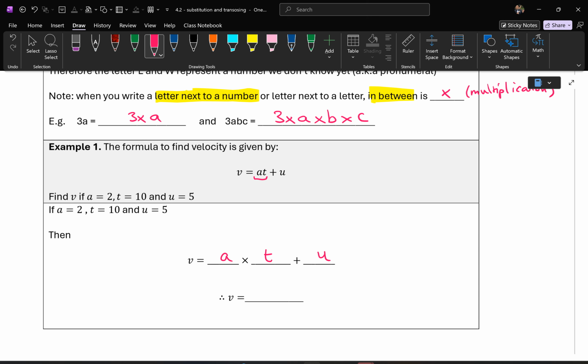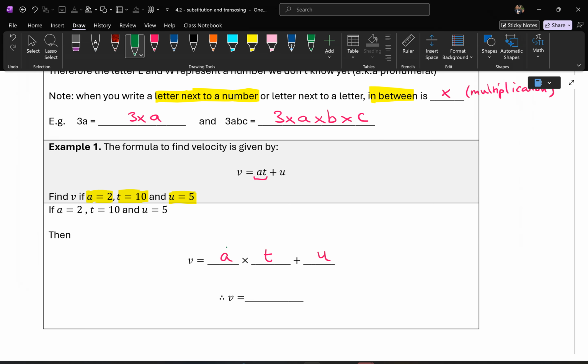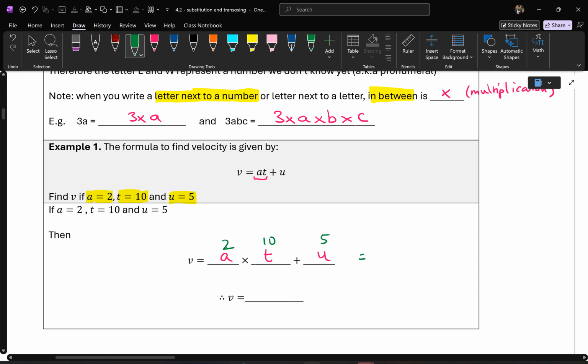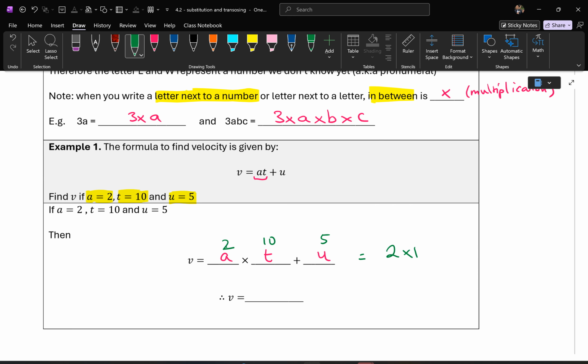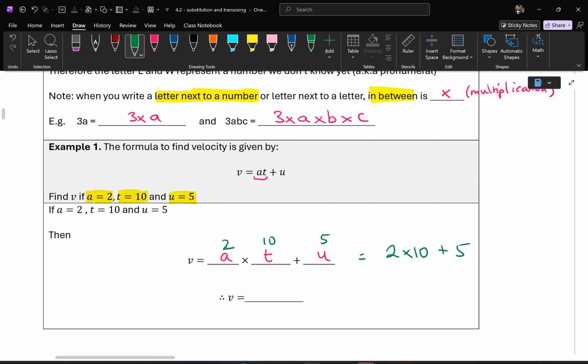In this case, they told us that A is equal to 2, T is equal to 10, and U equals 5. So that means when I put them all together, V equals A, which is 2, times T, which is 10, plus U, which is 5. So what you're typing in your calculator, or you can do it by hand, 2 times 10 plus 5. In this case, what is this equal to? 2 times 10 plus 5 is equal to? 25. Very good.